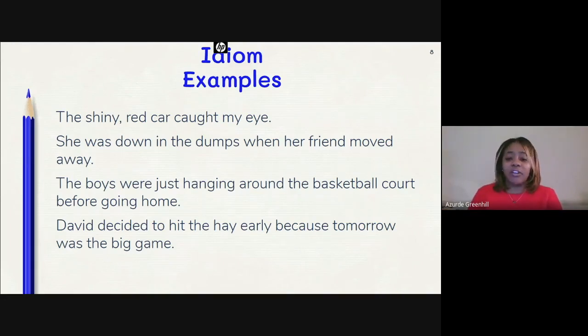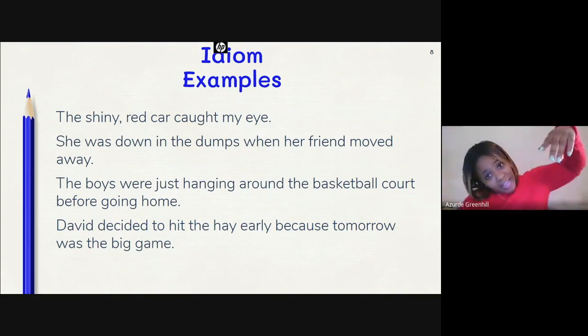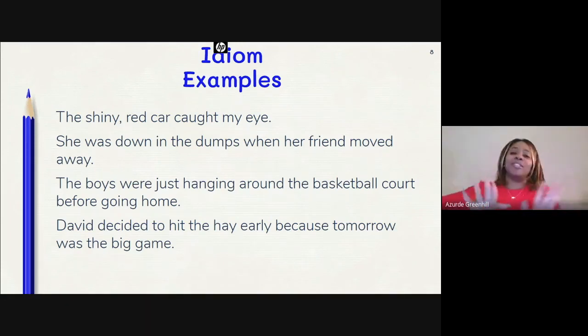The boys were just hanging around the basketball court before going home. Does this mean that there were some boys and they were literally hanging on a court? Absolutely not. It just means they were around chilling. David decided to hit the hay early because tomorrow was the big game. Does this mean that David literally found a stack of hay and laid on it? No. Hit the hay is something we say when we're talking about going to bed or going to sleep. So he had a big day tomorrow. The author is saying he went to bed early.